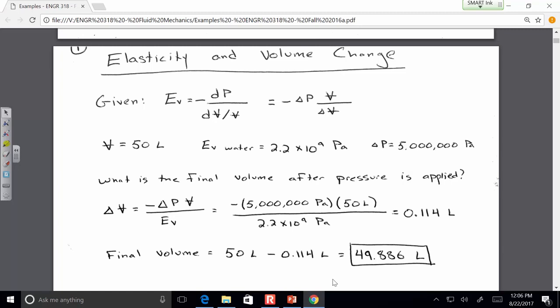So, you know, if you were measuring this with some sort of a scale that was only accurate to the nearest tenth of a liter, then what you'd see is 49.9 liters. But depending on the precision of the scale you're using, maybe you'd be able to read it to more digits than that.